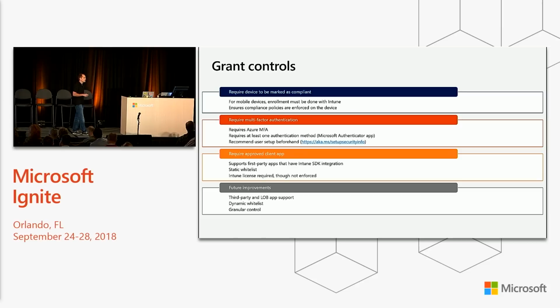Now, we recognize that the require approved client app grant control is limited today. And so over the coming months, you'll be hearing about how we're improving this area. We're going to be adding support for third-party and line of business apps. We're going to move this away from being a statically defined whitelist that we have to deploy new code to update to being a dynamic whitelist. And we're going to look at how we can enhance the controls and make them more granular going forward. So look for that information in the future.